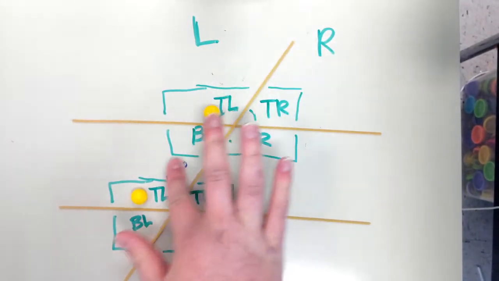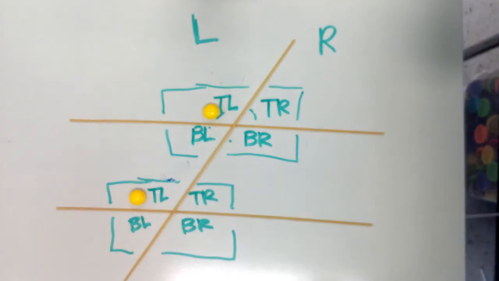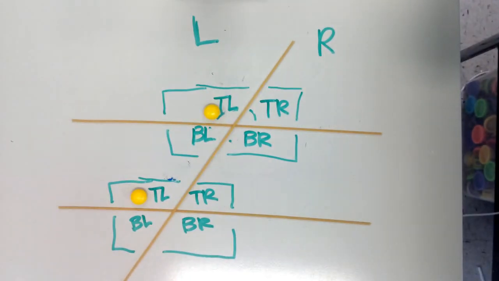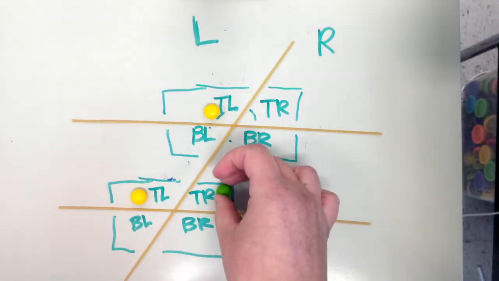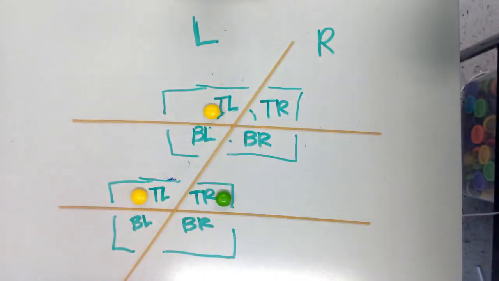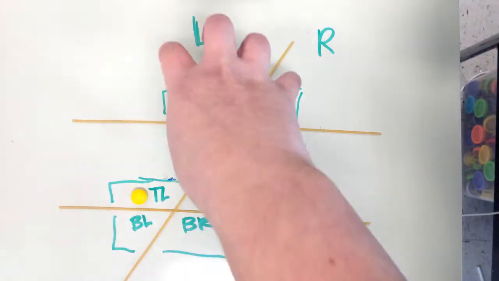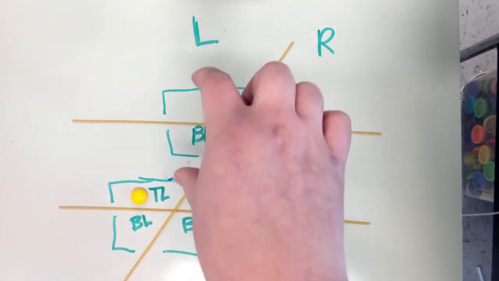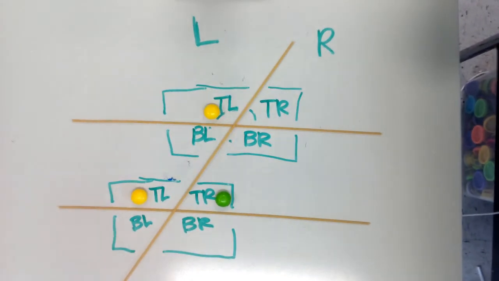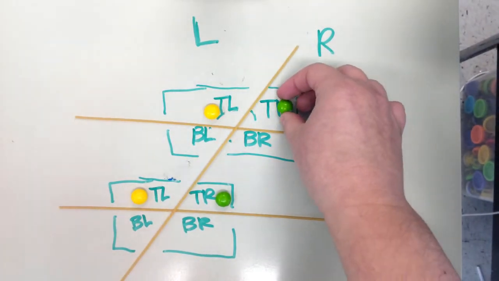Okay, so now let's get another set of Skittles. I'm going to pick green this time. And let's say I put green in this top right down here. If I found the other corresponding angle, so it's in the same position, just on the other side, I copy and pasted this right here. Where's my other top right? Up here, so these would be the same.